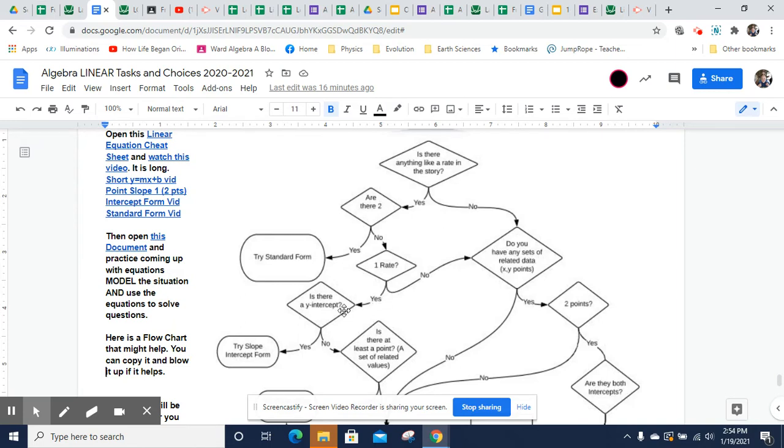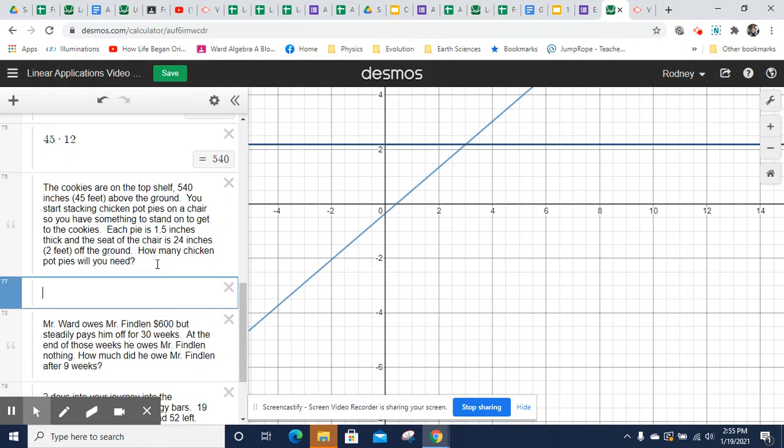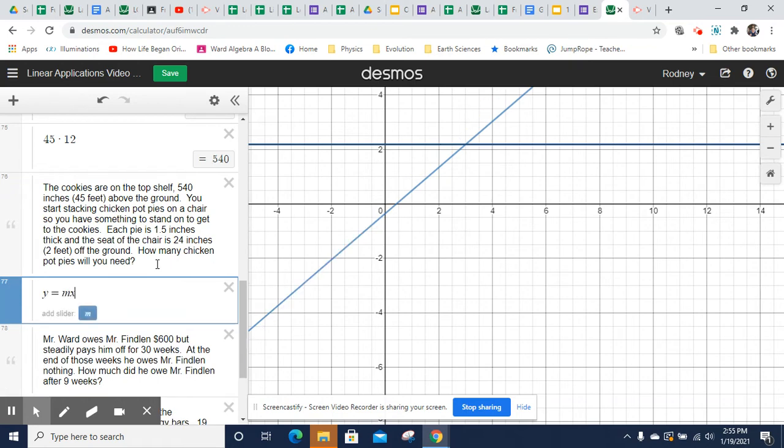Now, is there a y-intercept? This is an interesting question. Well, there is a starting place, and y-intercepts are often starting places. So 24 inches off the ground is where you start at 0 chicken pot pies. So in fact, we can treat that as a y-intercept at 0, 24. So yes, let's try the slope-intercept form. The slope-intercept form goes like this. y equals mx plus b.